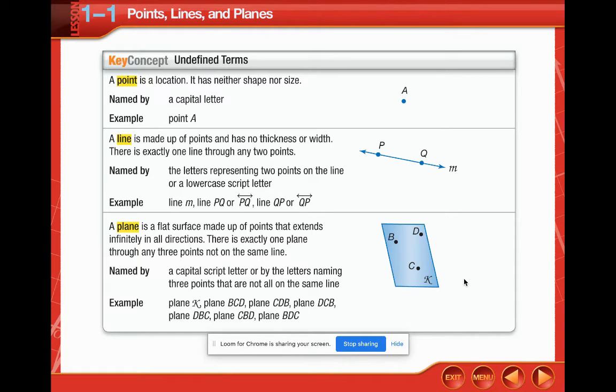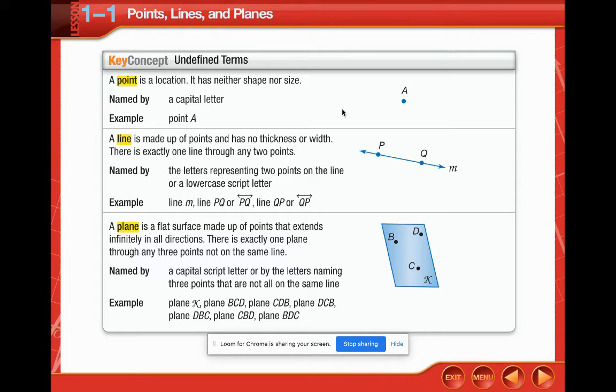A point is a location that has neither shape nor size. Right here you can see this is point A. It's signified by that dot, and it's labeled with a capital A. A capital letter pretty much makes up a point. It's just a location. It doesn't have any shape or size. You can't say it's an inch big or a millimeter big, because it's a point. It's just there, infinitely small.